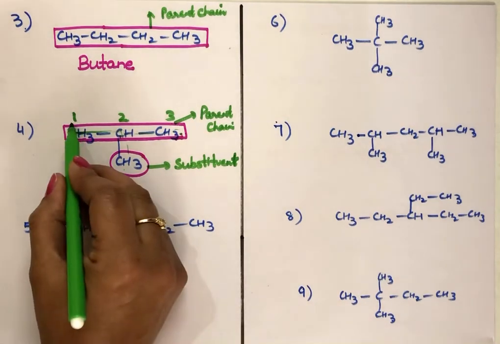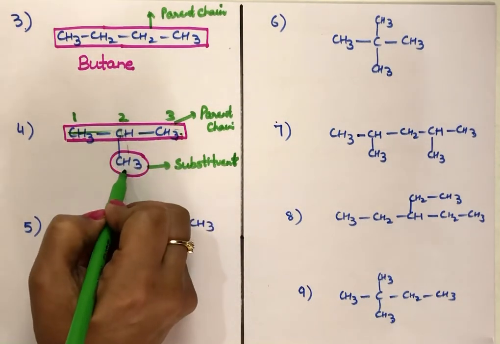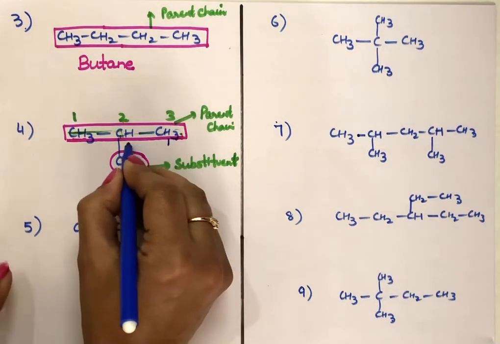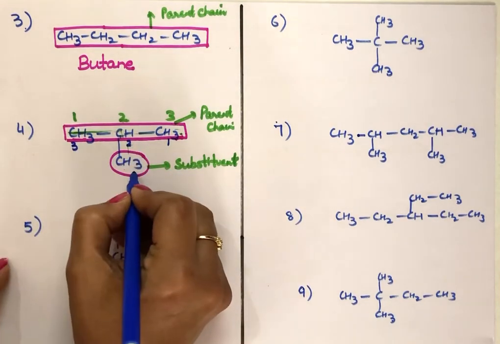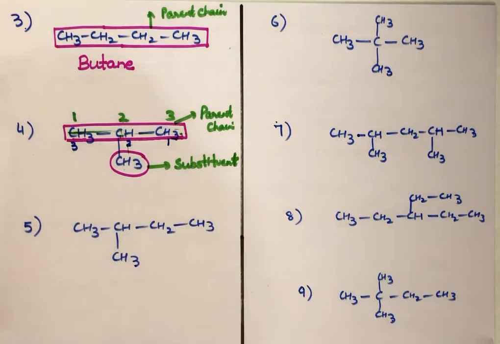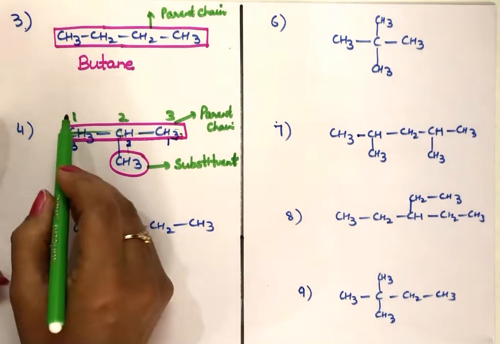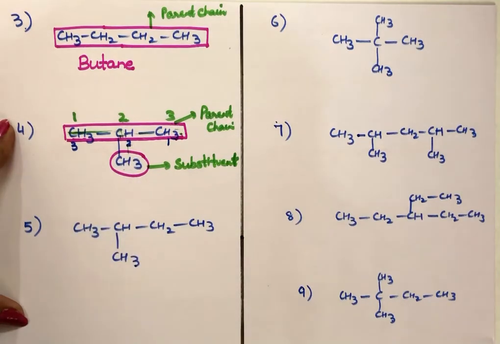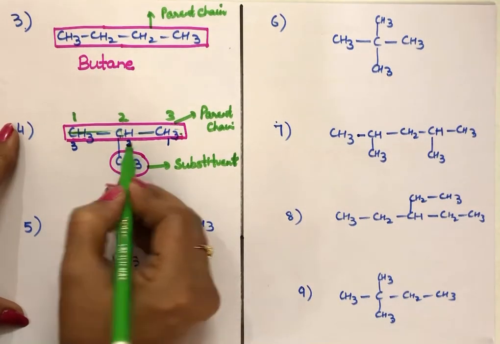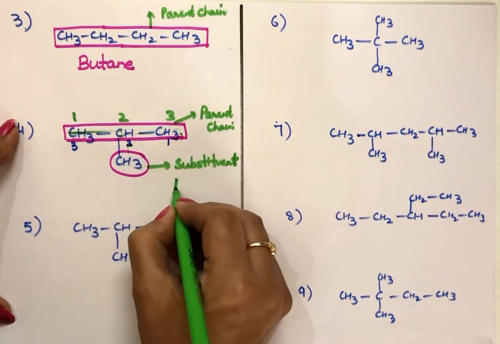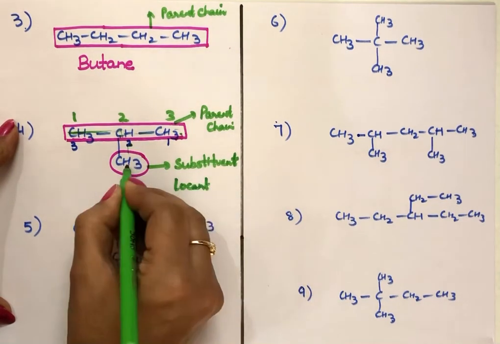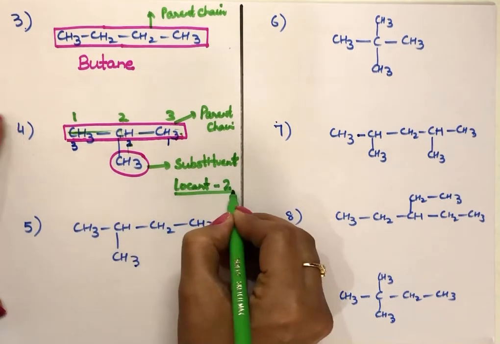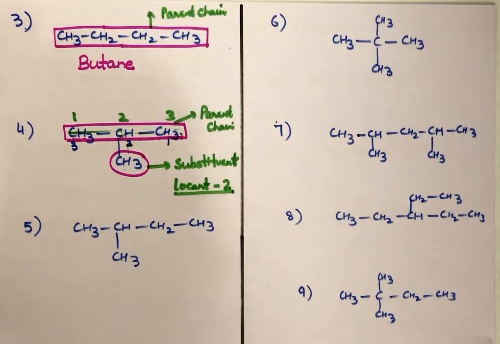Now if I do the numbering from left to right, this substituent gets the second position. Even if I do the numbering from the right side to the left-hand side, the substituent still gets the second position. Then we can number it from any side, left to right or right to left, because the substituent gets the same position. And this position of the substituent, the second position, is called the locant. The position where the substituent is linking with the parent chain is called the locant. So the locant here is 2. The position of the substituent is the second carbon atom.